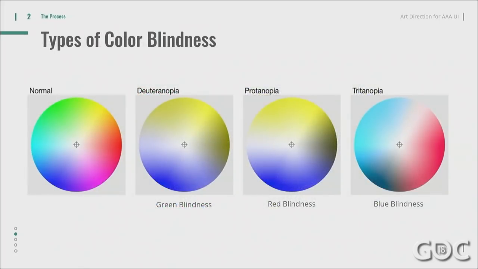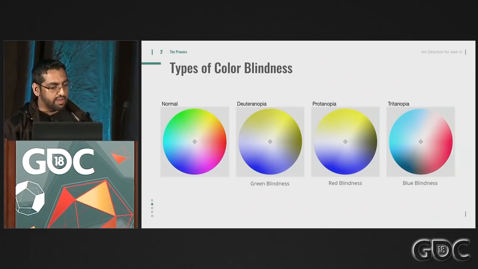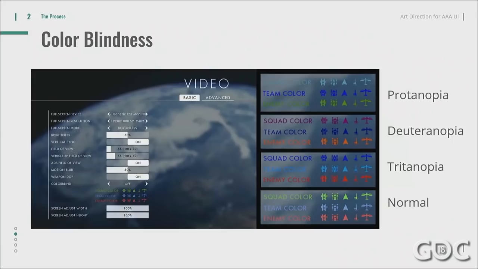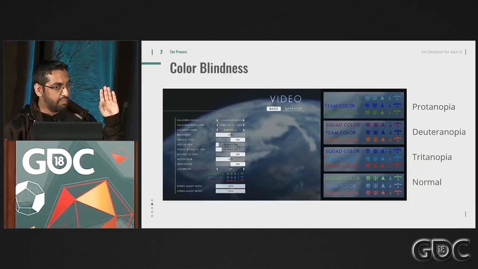These are different types of color blindness: green, red, and blue. Some games actually cater for that, and a lot of AAA games do cater for color blindness. But you don't want to be giving a preset color scheme that people don't find that good. So maybe allow the users to customize the colors based on the UI and what they feel comfortable with.